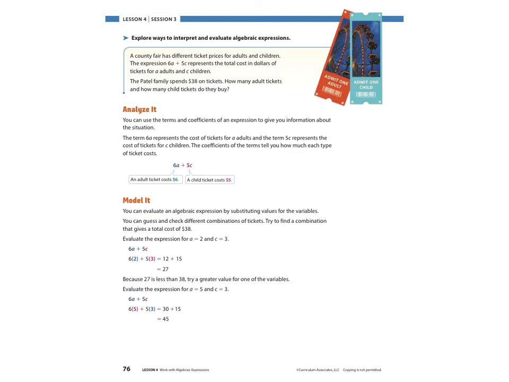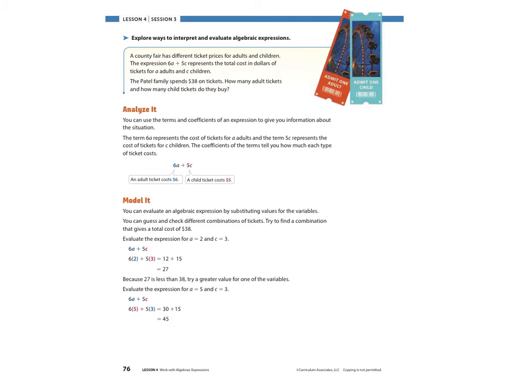At page 76. Page 76 is talking about different ways to solve, and I want to make sure you're exposed to all those ways. At the county fair, we're still working with that problem. It has different ticket prices. We know our expression is 6A plus 5C. It represents the cost in dollars of tickets for A, adults, and C, children. So any amount of adults and kids, we can use that expression. So our $38 was our total.